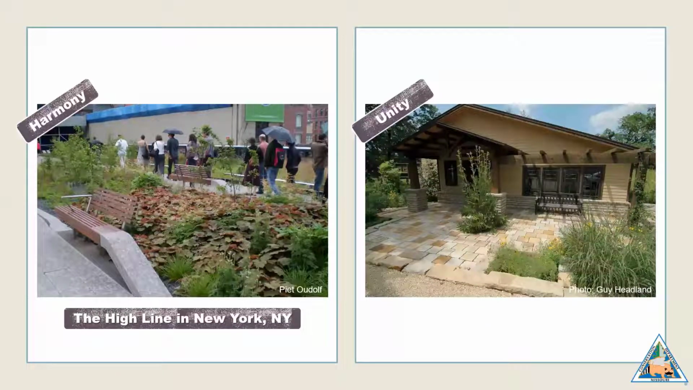Unity, on the other hand, is achieved when all parts of the image work together to be seen as a whole. The photo on the right is a residential landscape, and I think all parts of this design work together to achieve unity, from the color palette to the hardscape materials to the native plants selected for the front patio area. Everything is working together to form a very unified design.